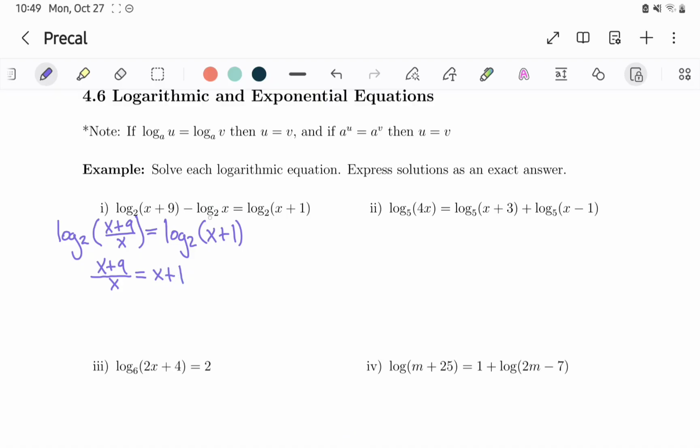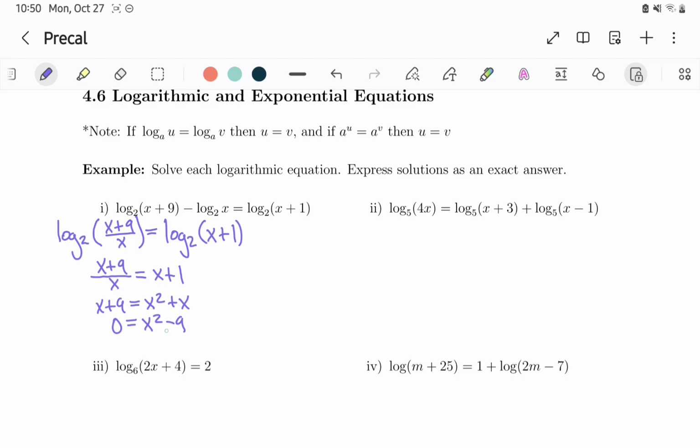Since we had log base 2 of x as one of our terms, this means that x is going to be greater than 0, so there's no problem with us dividing by x here. We can multiply both sides by x without multiplying by 0. Doing that, we end up with x plus 9 equals x squared plus x. Then we can subtract x and subtract 9 from both sides, and we end up with 0 equals x squared minus 9, because the x and the minus x cancel out.